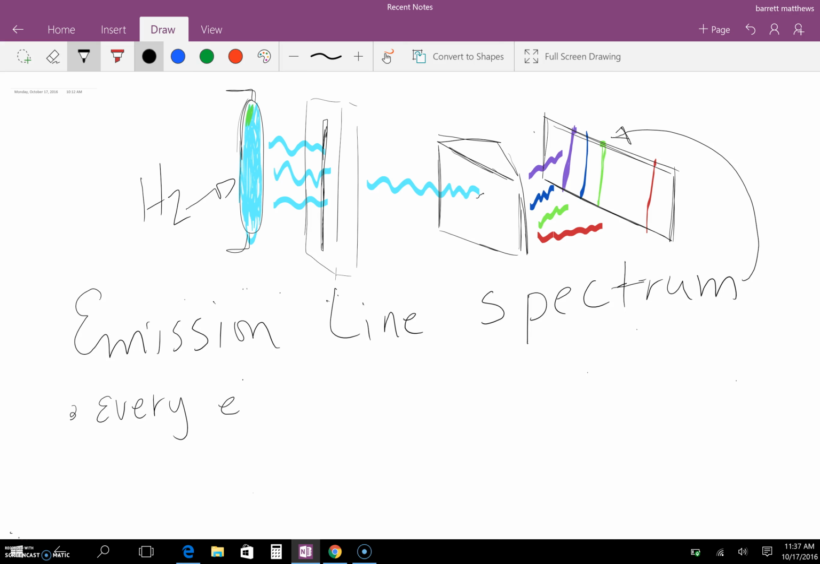Every element has a unique spectrum. It's kind of like having a fingerprint.